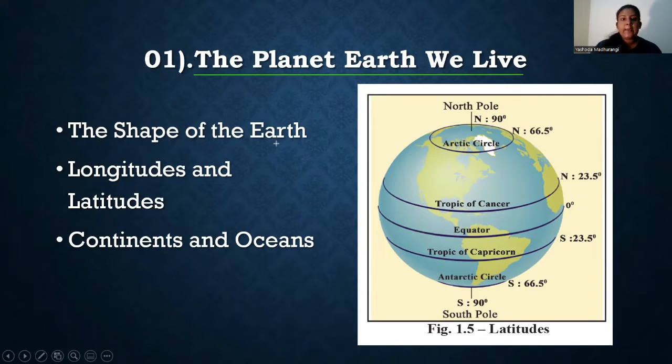So Pute, the shape of the earth. What is the shape of our earth? Is it a spherical object? Is it round? Or is it having another shape? We are going to learn about it, the shape of the earth.